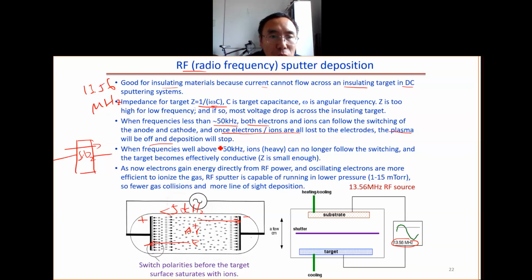But this is not good. So we need the frequency to be much bigger than 50 kilohertz. In this case, we have 13.56 megahertz, which is much higher than 50 kilohertz. So in this case, electron can still move like this. Electron can move far away. But the heavy ions can no longer follow the switching of this AC field.